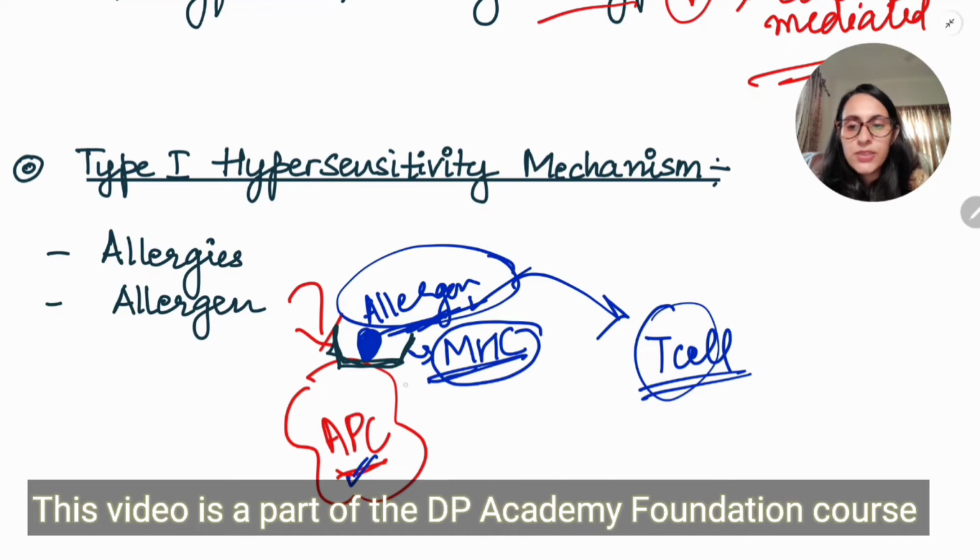So first, the allergen is picked up by the antigen presenting cell. How is it picked up? The allergen is placed on the MHC, which is present on the antigen presenting cell. And then this allergen is presented to the T cell. The allergen is like a glass of water, presented to the guest. It is presented to the T cell with the help of this MHC.